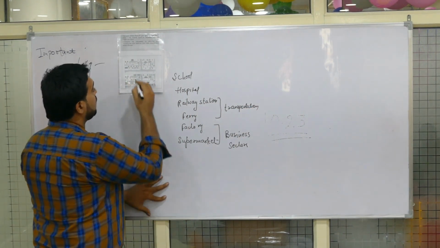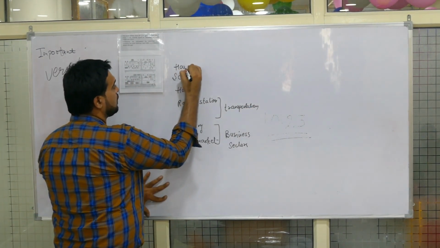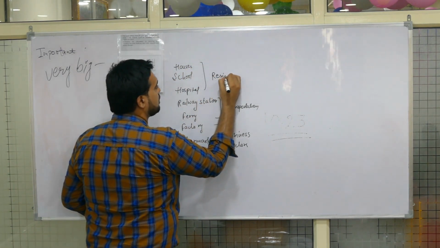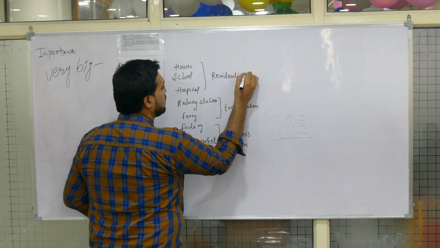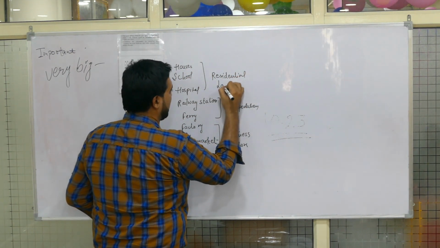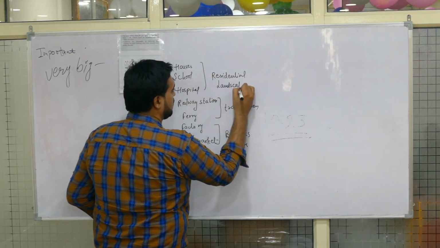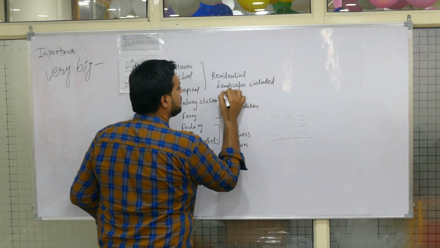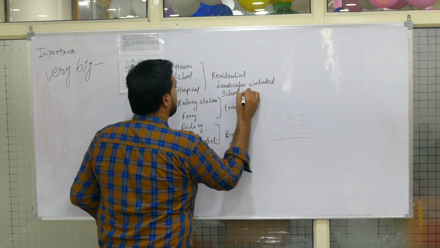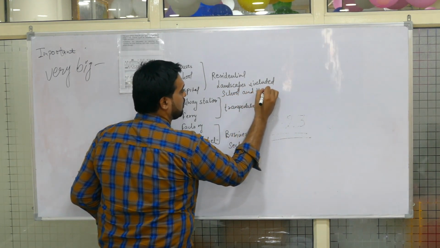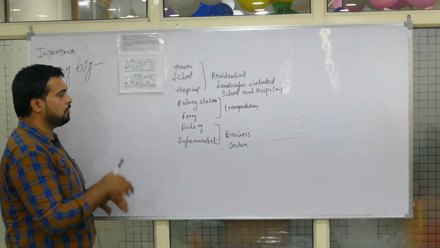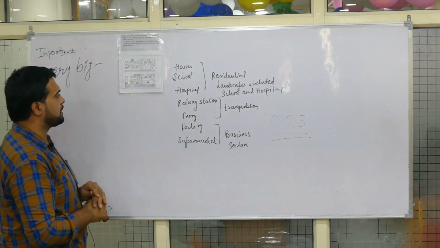Clear? And the number of houses here becomes taken as residential sectors or landscapes, included school and hospital. Fine. It's so easy when you make some kind of planning before you start.